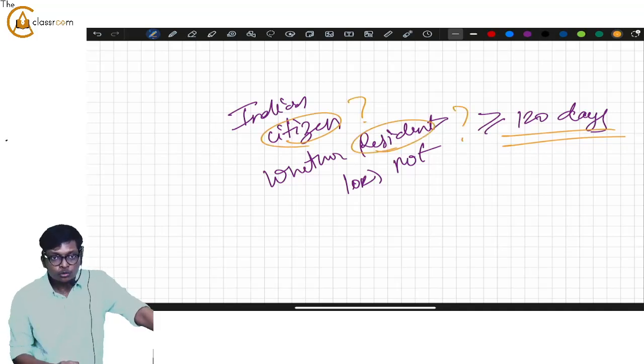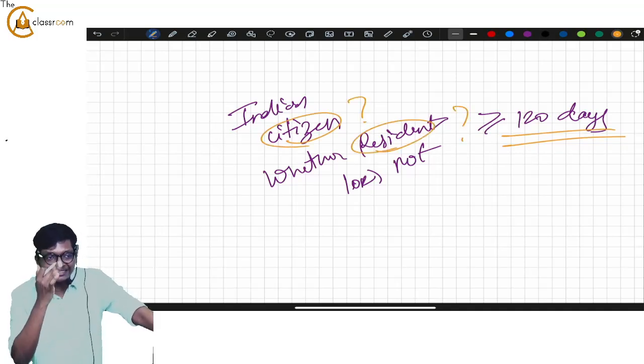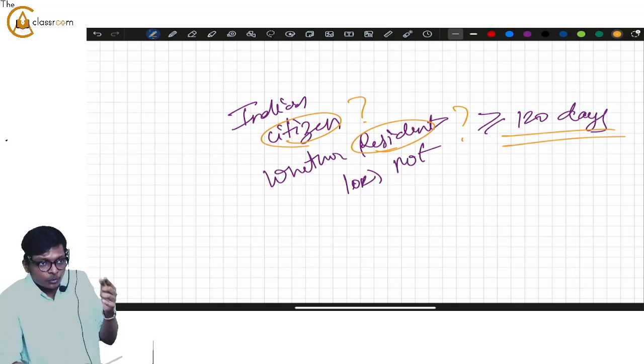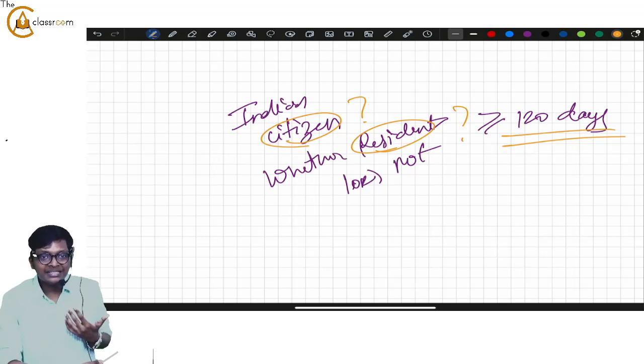Sundar Pichai is not an Indian citizen. Who can vote in an Indian election? Sundar Pichai has a green card. The minute you become a citizen of the US, you are not a citizen of India. You can only vote in one country's election. Sir, I have dual citizenship.